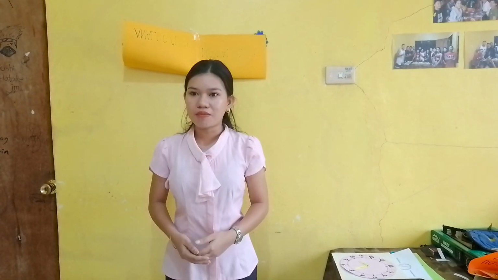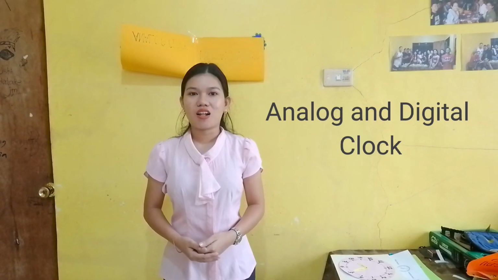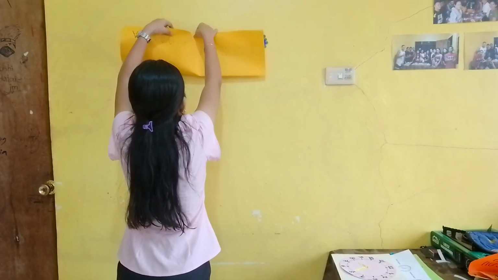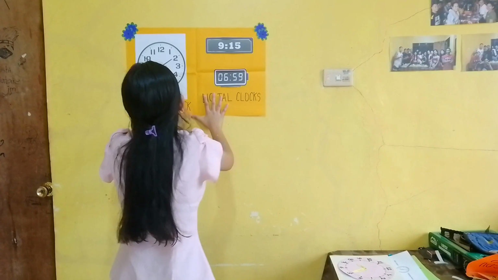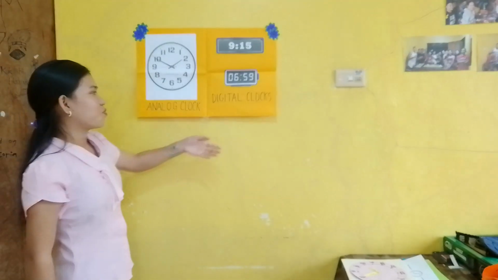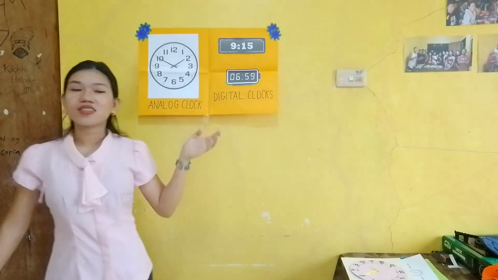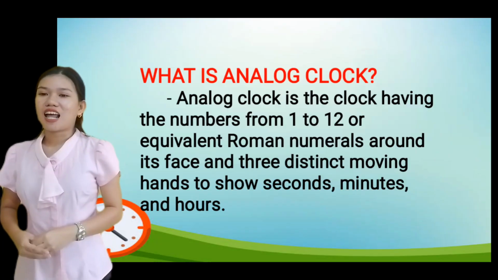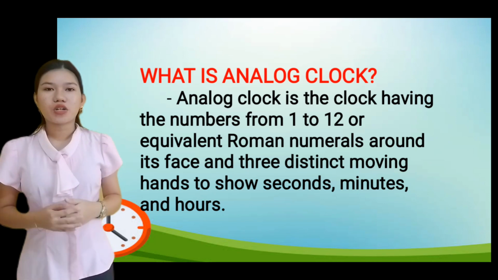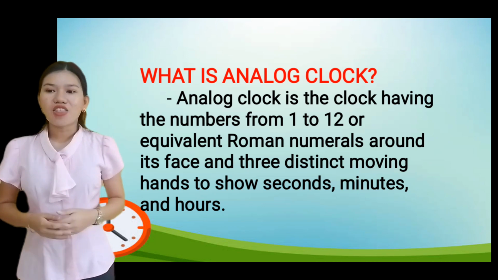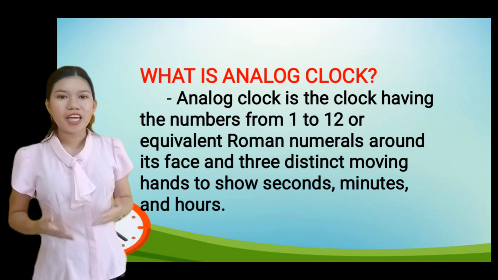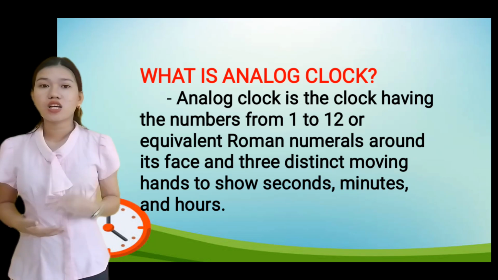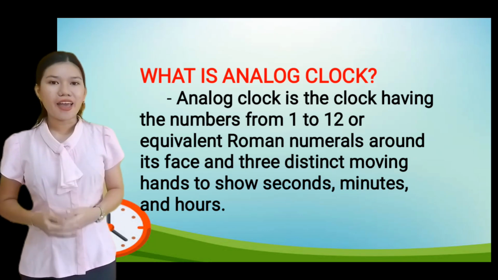Okay, let's start. So there are two types of clock. These are the analog and the digital clock. So I have here the picture. So this is the analog clock and the digital clock. So first, let's go. What is analog clock? Analog clock is a clock having the numbers from 1 to 12 or equivalent Roman numerals around its face and three distinct moving hands to show seconds, the minutes, and the hour. So for today, we'll be just focusing on two hands, for the minute hand and for the hour hand.